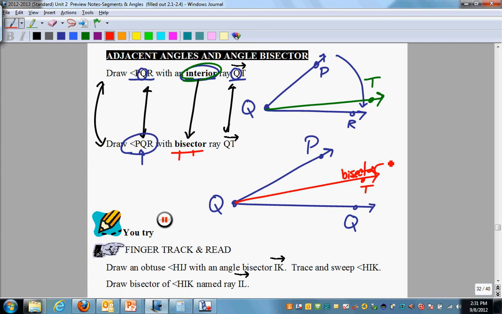There's a very important notation. Just like in a segment, if you have a midpoint, you've got to have hatch marks to prove to me that that is a midpoint. In an angle, if it's a bisector, you also must have this notation: sweep, hatch, sweep, hatch. That means those two angles are equal. Therefore, QT there is a bisector, goes right down the middle.